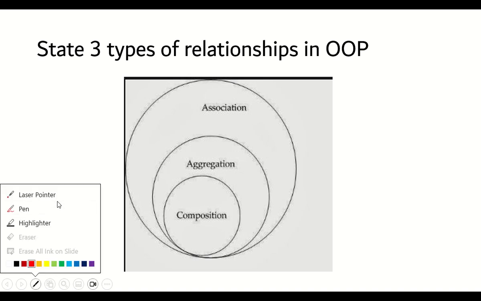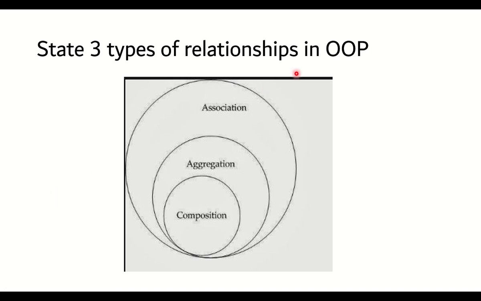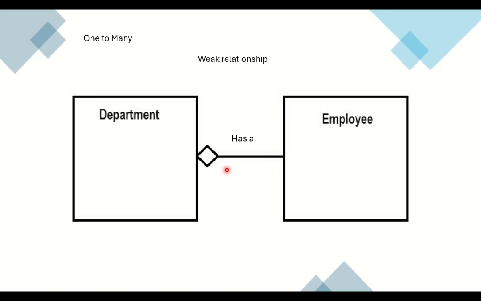Alright, so we mainly have three types of relationships in object-oriented programming. This is composition, aggregation, and association. And so we're going to be diving into aggregation in this video. So what is aggregation? Aggregation is a weak relationship. They do refer to it as a "has a" relationship.